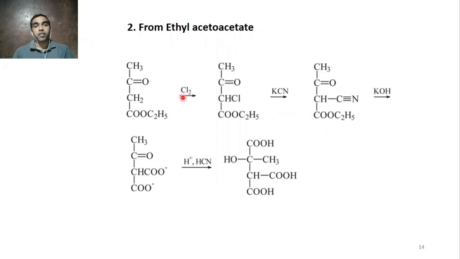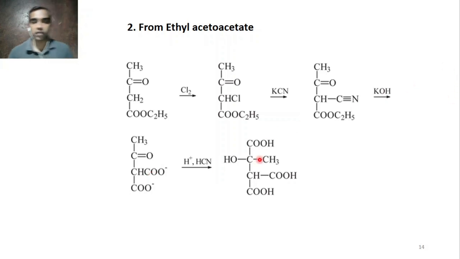The next method of synthesis of citric acid is from ethyl acetoacetate. Ethyl acetoacetate is an active methylene compound having the formula CH3COCH2COOC2H5. You do chlorination, the alpha carbon will be chlorinated, and then you do the replacement of Cl minus by CN minus, nucleophilic substitution, that is CH2CN you will get. Cyanide will replace this Cl minus.